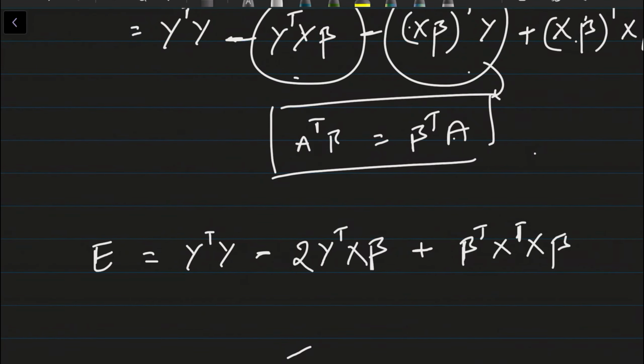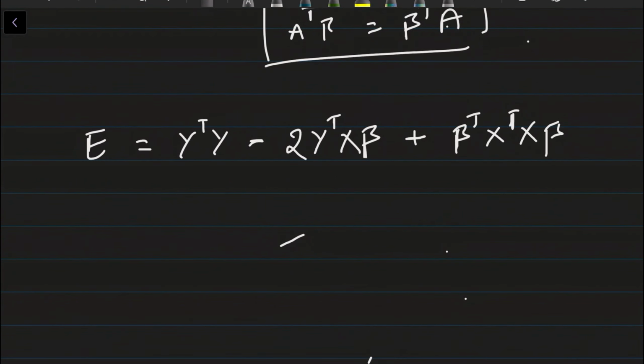Now this is E. We need to differentiate it. Okay, so we got the E. Now we should differentiate it with respect to the weights, right? The weights, the beta, must be optimal.